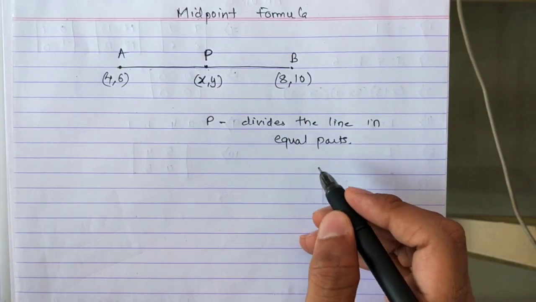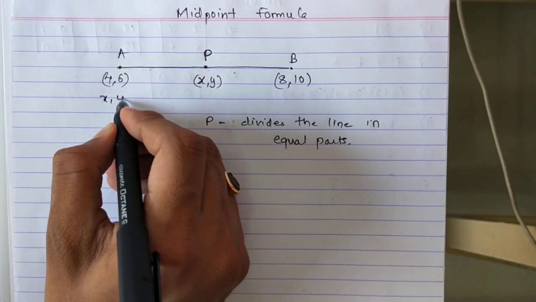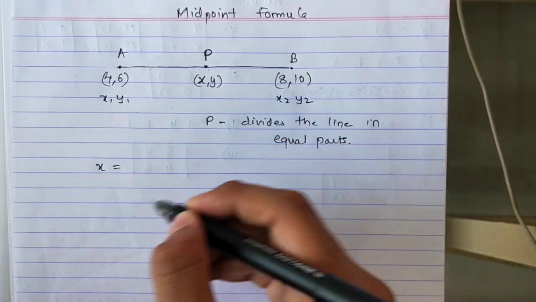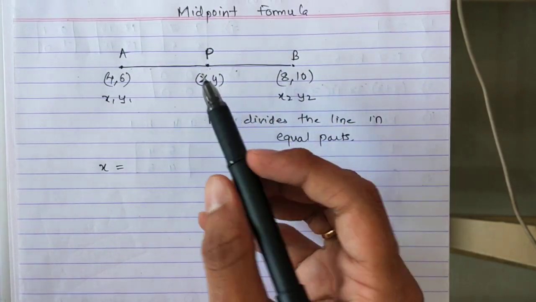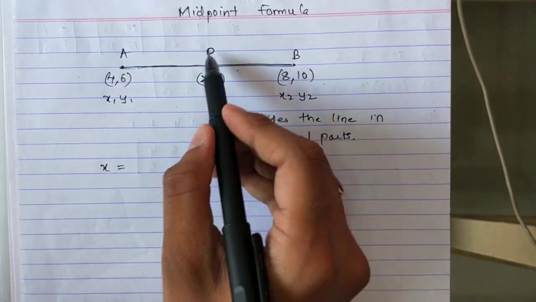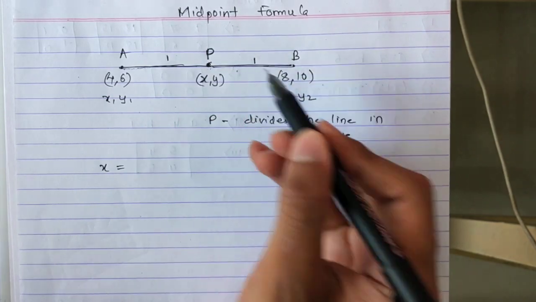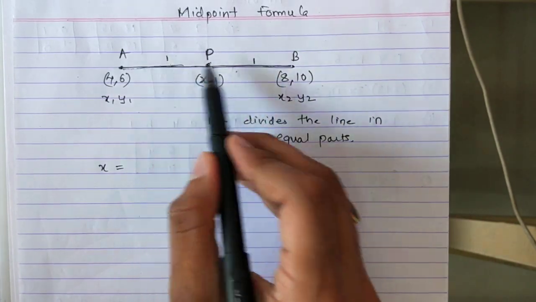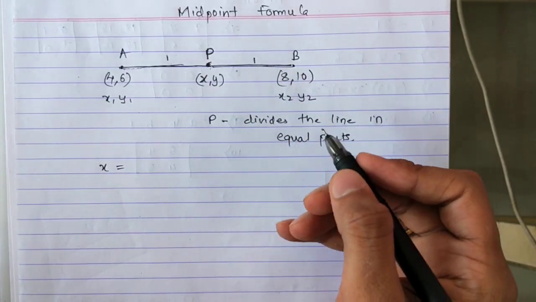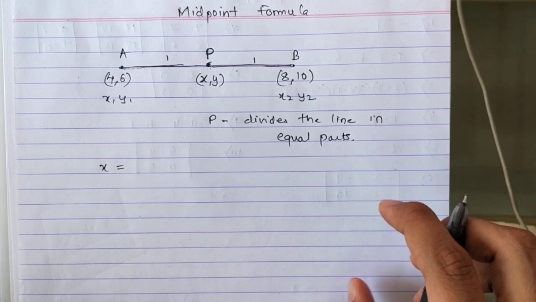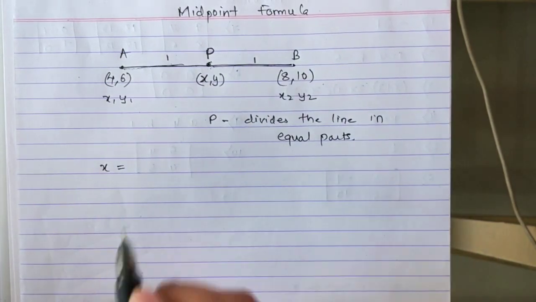X comma y. The formula is to find x. Formula is very easy. First of all, let's name them as x1 y1. This is x2 y2. In midpoint, there is no need of ratio. Why? Because both parts are equal. This is a midpoint, so this part and this part is same. If they are same, means ratio is 1:1. How and why we don't need it, I'll explain you in short. It is not in your syllabus, but just for your explanation, I'll tell you. But before that, we'll write the formula first.